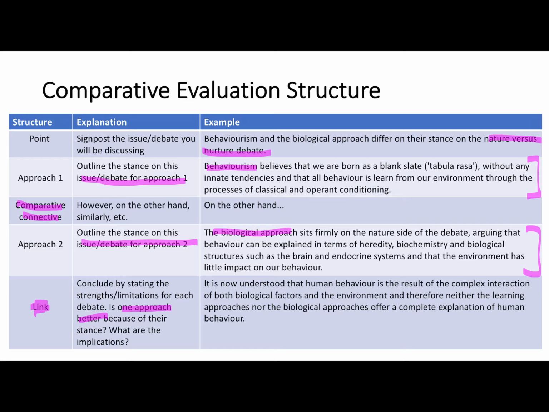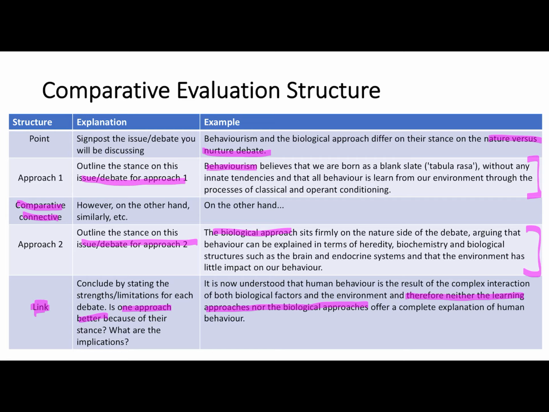So in this case, we're actually saying that this is a limitation of both approaches because neither one considers the other stance. For example, it is now understood that human behaviour is the result of the complex interaction of both biological factors and the environment, and therefore neither the learning approaches nor the biological approach offer a complete explanation of human behaviour. So here we're really criticising both.